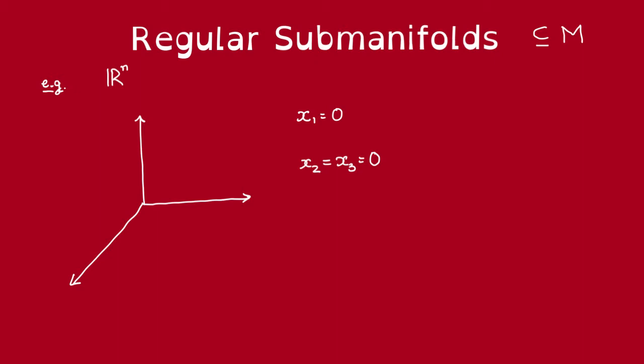The concept of regular submanifolds generalizes the notion of, say, coordinate plane, coordinate line, and so on. So, linear subvarieties of Rn cut out by coordinate functions. For example, this coordinate plane, say x1 equals 0, is a regular submanifold. Or this coordinate axis, x2 and x3 equal to 0, is also a regular submanifold of Rn.